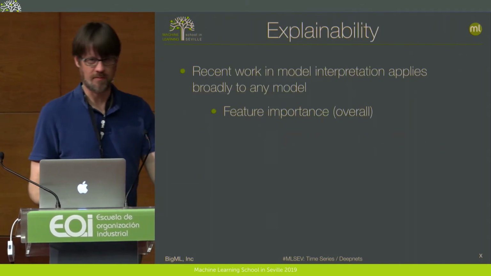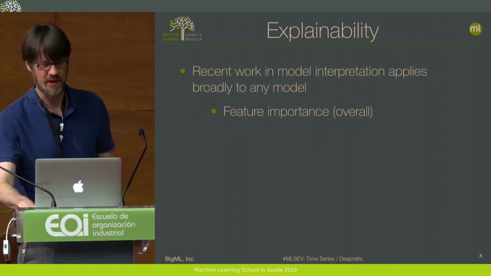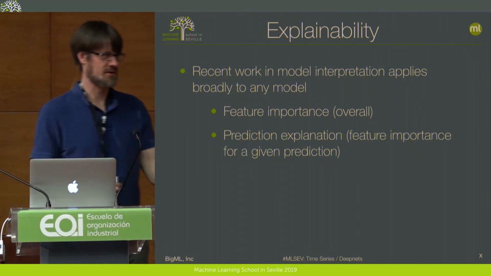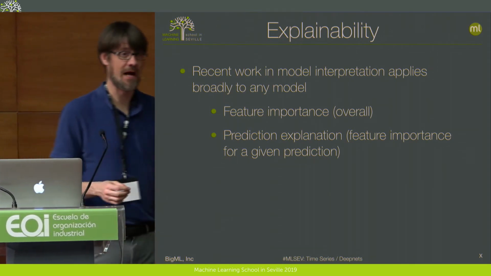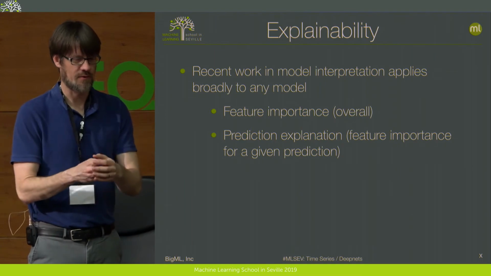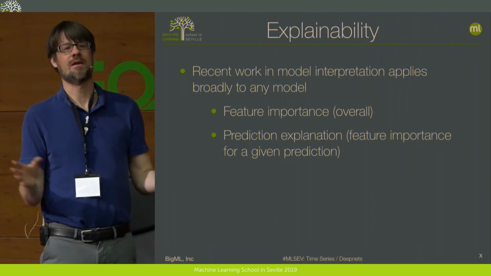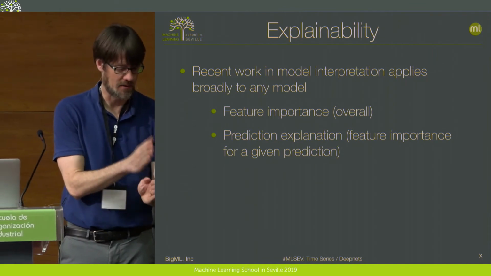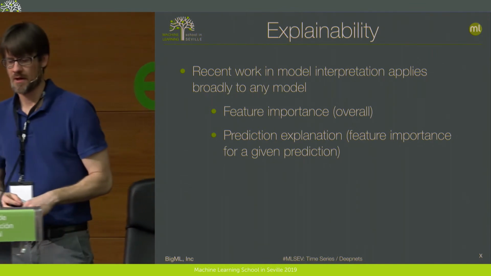But explainability has come a long way in just the last 3 or 4 years. Recent work in model interpretation applies to models in general. People have gotten the idea that if a technique for interpreting a model doesn't work for any model, then it's not really that good. You want a model-neutral way of interpreting a model's predictions.